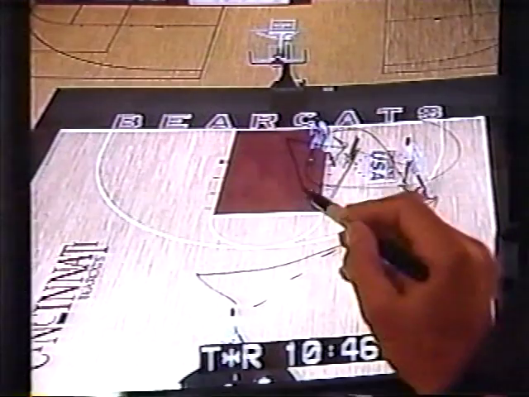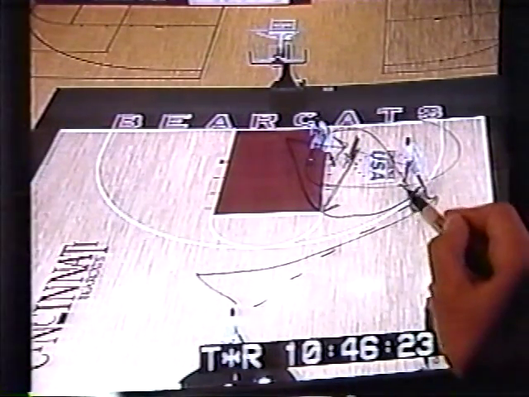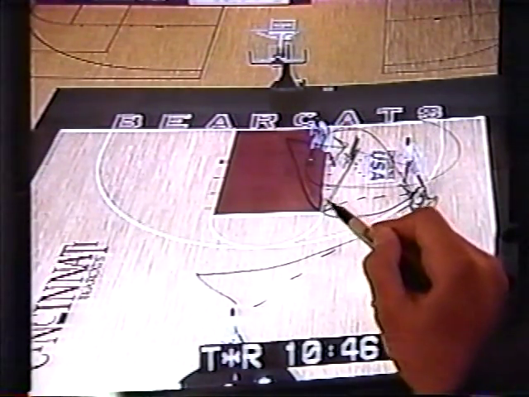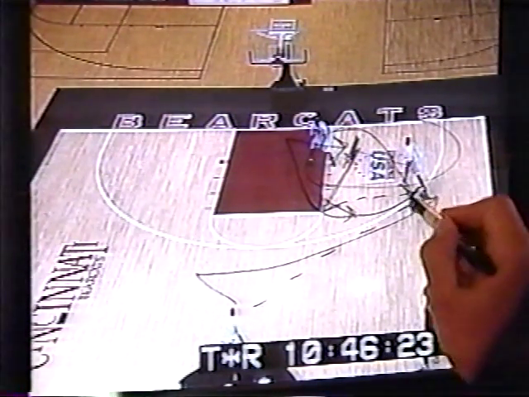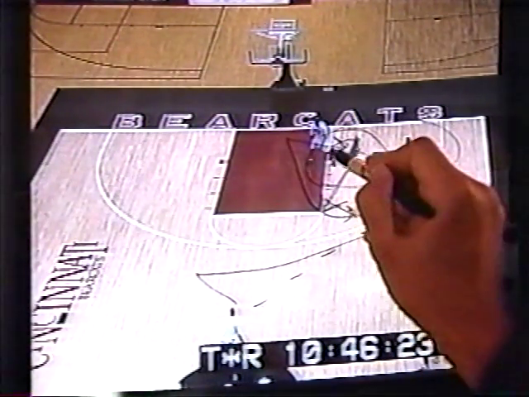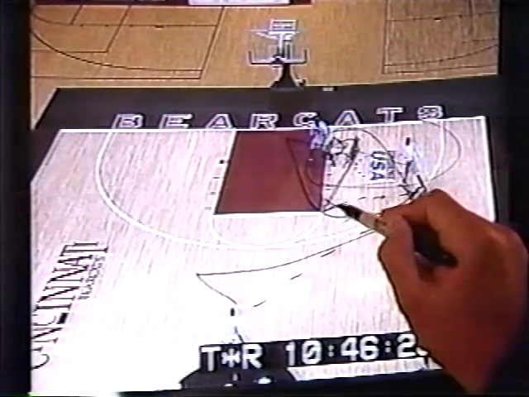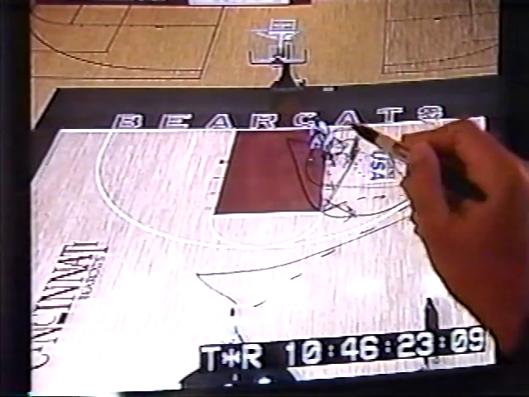So now, instead of throwing the ball into the post, we're going to throw the ball into the high post. High post man's kind of stepped out, made himself available to the ball, hit it in the high post. We then turn and seal here in the post and then feed from high post to low post again for an easy post shot. Let's take a look.